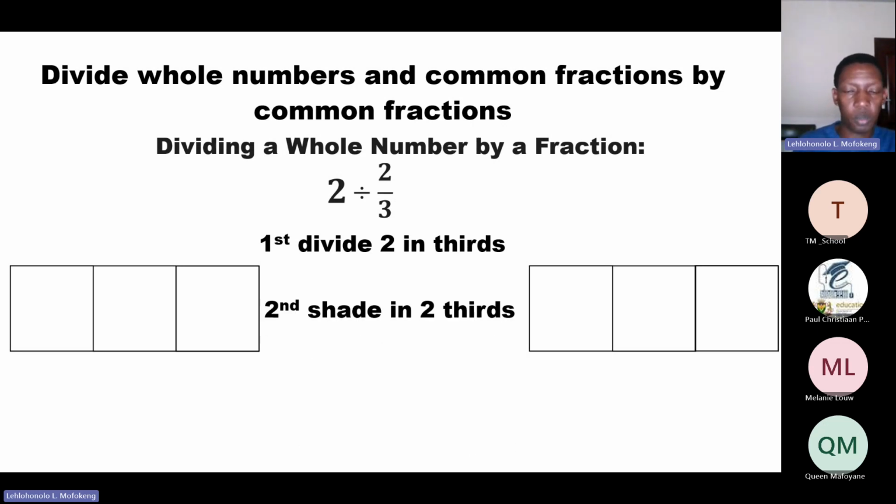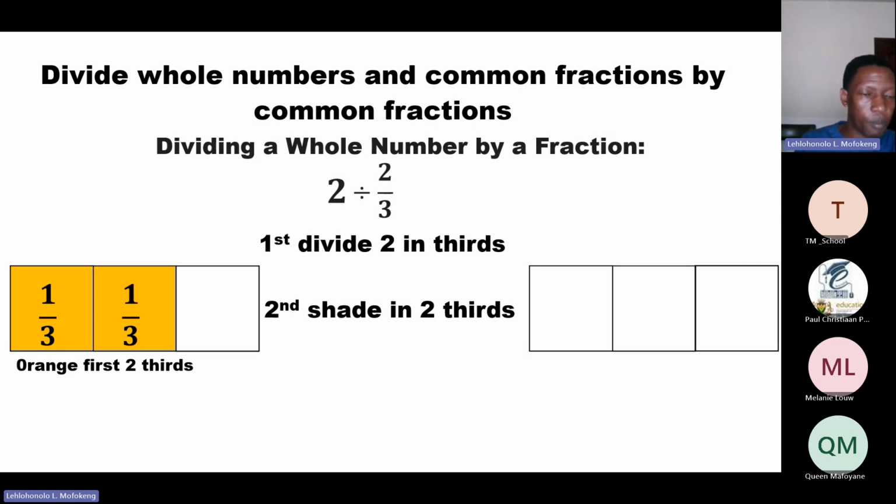We have to shade now in 2/3. We are just going to show this is 2/3, this is 2/3, this is 2/3. So we are going to shade in different colors so that it will be easy for us to count the 2/3 that we are having. As we can look there, a third plus a third will give us 2/3, which will be the first 2/3.